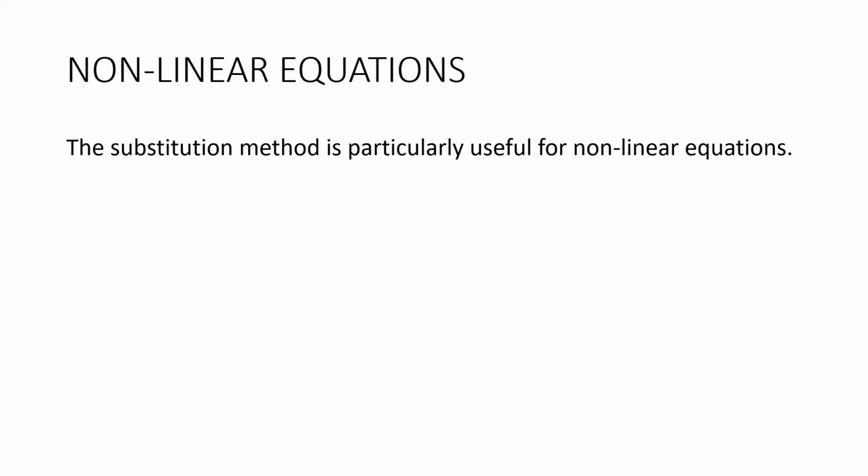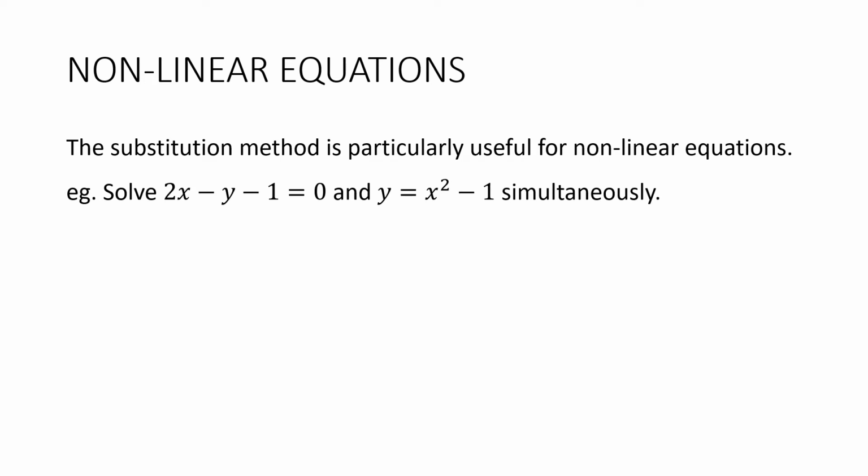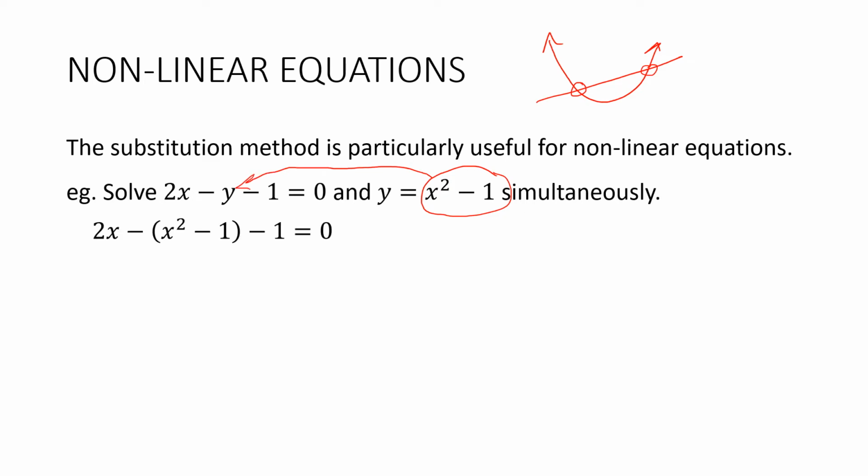Now the substitution method is particularly useful for nonlinear equations. In fact, we would struggle to use the elimination method. Solve 2x take away y, take away 1 is equal to 0, and y equals x squared, take away 1 simultaneously. Now, you should remember enough to realize that we have a parabola here, a quadratic, and a straight line. So we could be looking at two solutions. I'm going to substitute the x squared take away 1 in where the y is. And this time, those brackets are going to be really important.